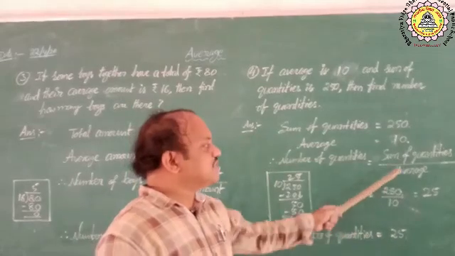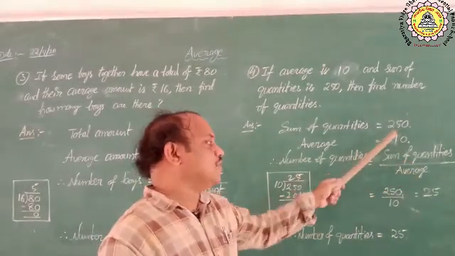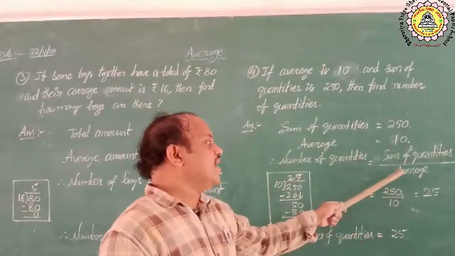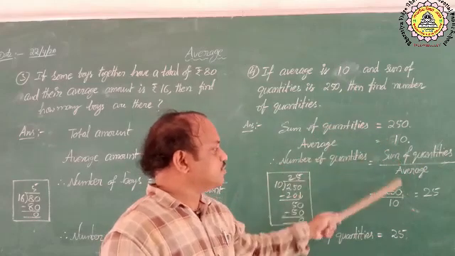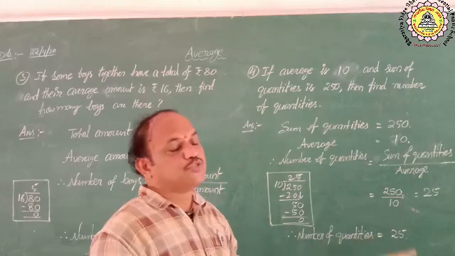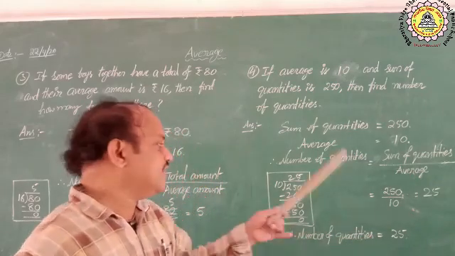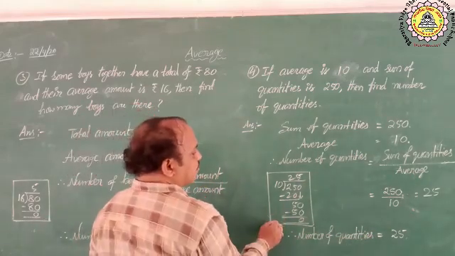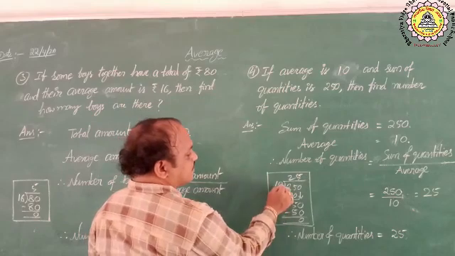Okay, that is equal to, what is the sum of quantities? How much is given here? 250 by average. How much is given? That is 10. So by 10. That is equal to 250 by 10. That means 250 divided by 10. Let us take rough work here in the box. So observe this box rough work.